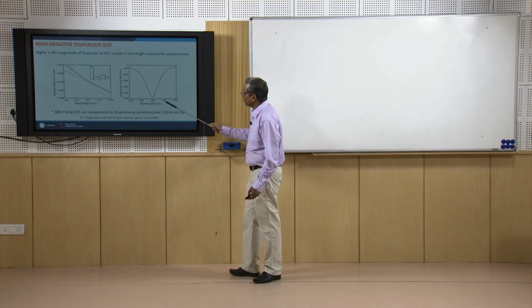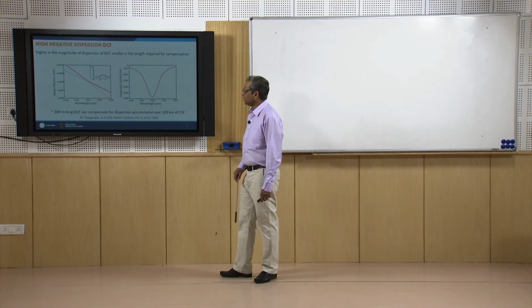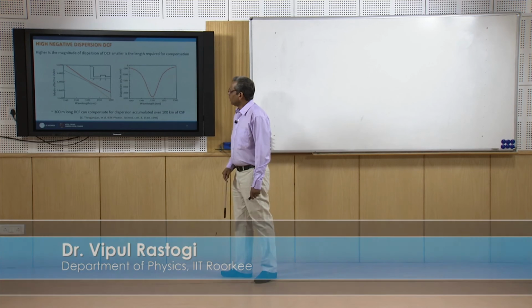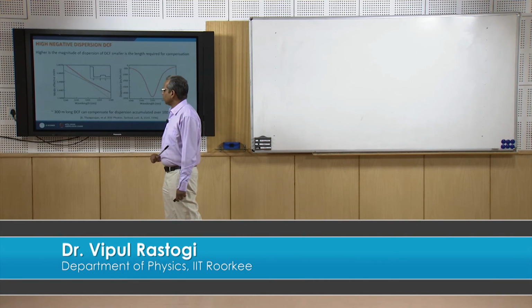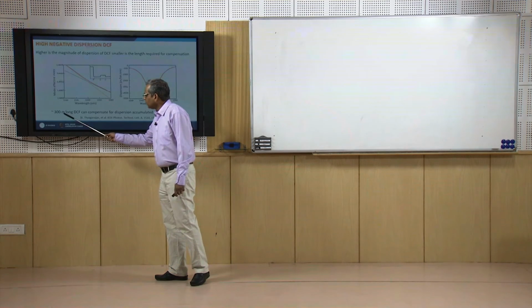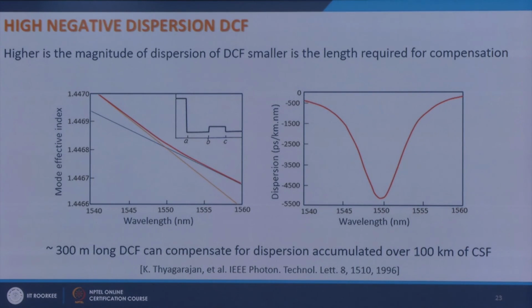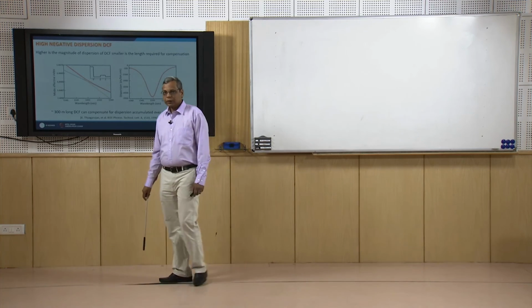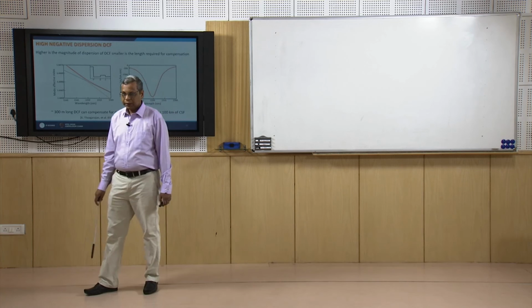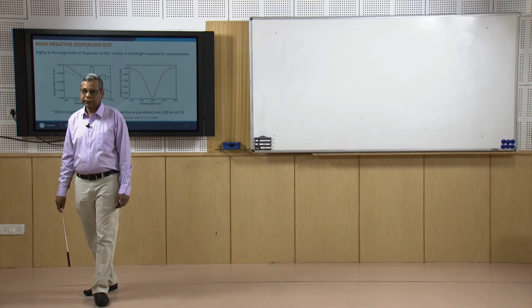So, you can achieve very large negative dispersion at a wavelength, and the consequence of this is that with the help of this fiber, only a 300 meter long fiber can compensate for dispersion accumulated over 100 kilometers of conventional single mode fiber. So, with this I finish discussion on pulse shaping devices in an optical fiber link.